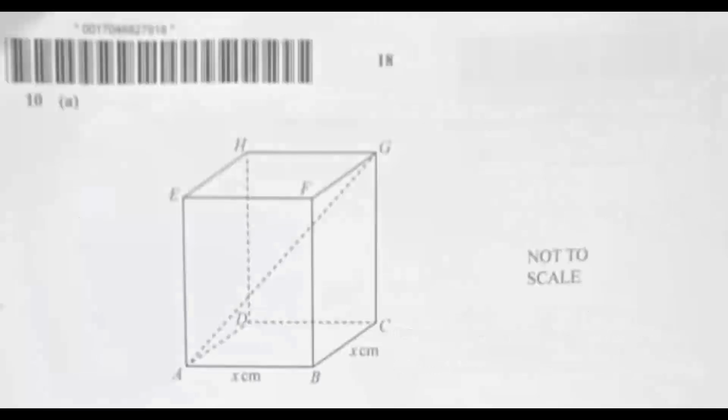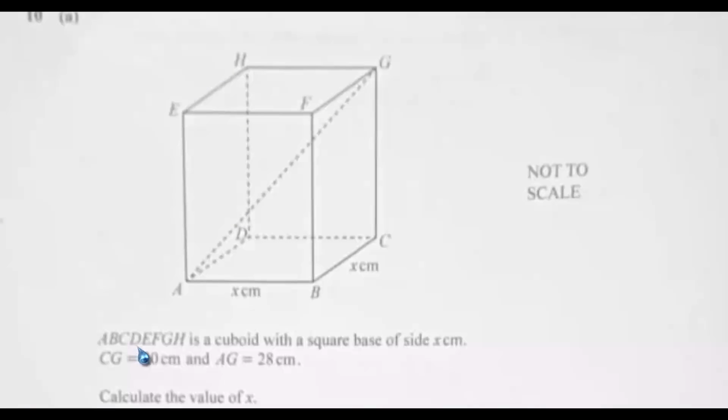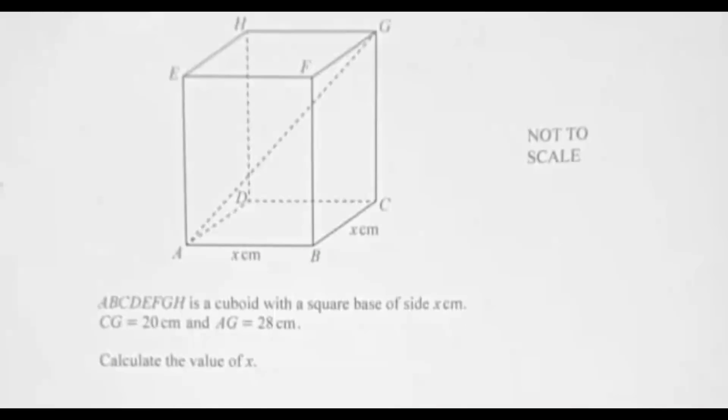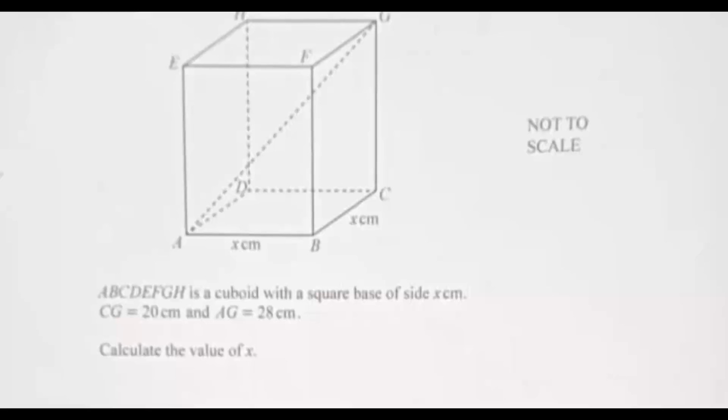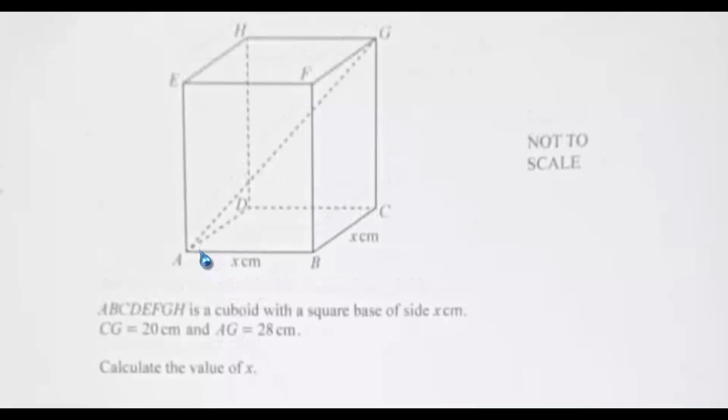Now let's go to the next question. ABCDEFGH is a cuboid with a square base of side x centimeters. So CG equals 20 centimeters, AG equals 28 centimeters. Calculate the value of x. So from here, we can draw a line to connect A and C together like this.